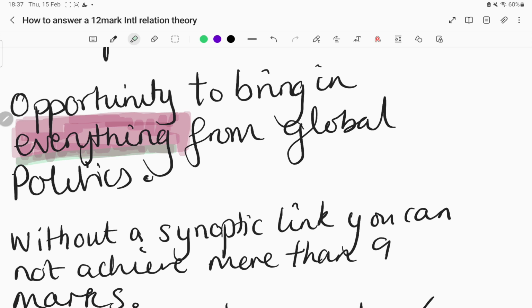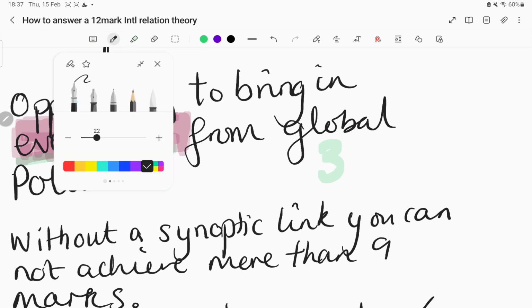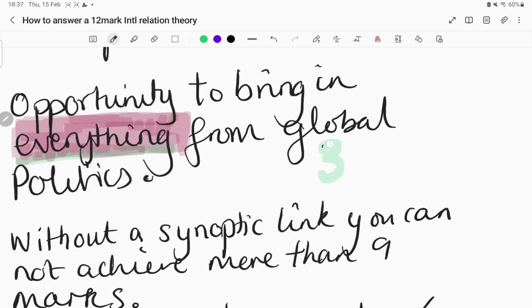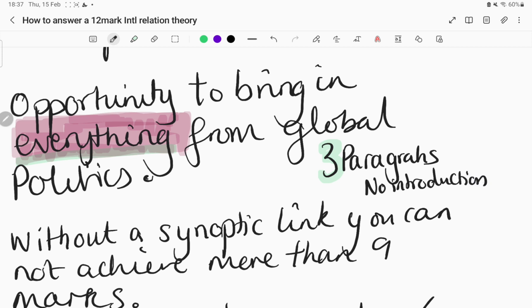Now, it is only a 12-mark question, so we're looking at 3 paragraphs, which I hope is clear. And instead of your introduction, as stated, there is no introduction, so it's 3 paragraphs and no introduction. And each paragraph should start with an identification of the difference or whatever is in the question.